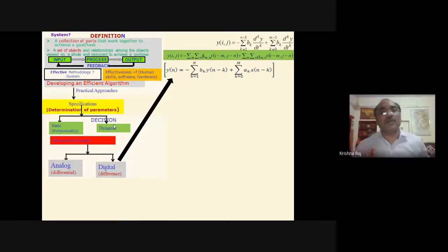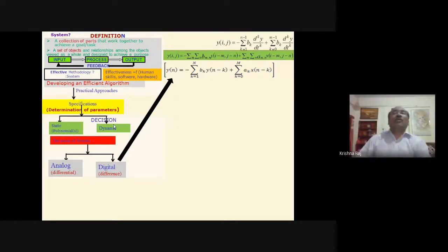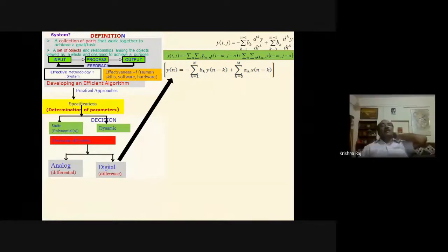Any doubt? No, sir. Clear. So that's why I asked one question: y is equal to ax cube plus bx square plus cx plus 5, like that. Whether it is a dynamic or static system? Static system, sir. What is the criterion of this one? This is the static non-linear system.